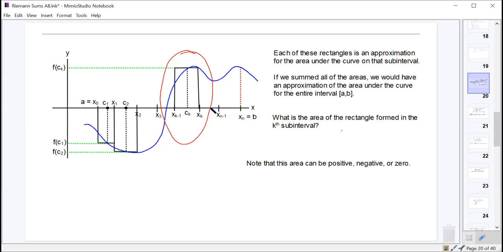Okay, cool. So what we have done in the past is we said, take your rectangle and find the area of it, and find the area of the next one, and the next one, and find the area of each of the rectangles, and sum them together. And that gives us a nice little approximation of the area under the curve. So what we're going to do is come up with the formula for the area of the kth rectangle. So what is the area of this rectangle right here?